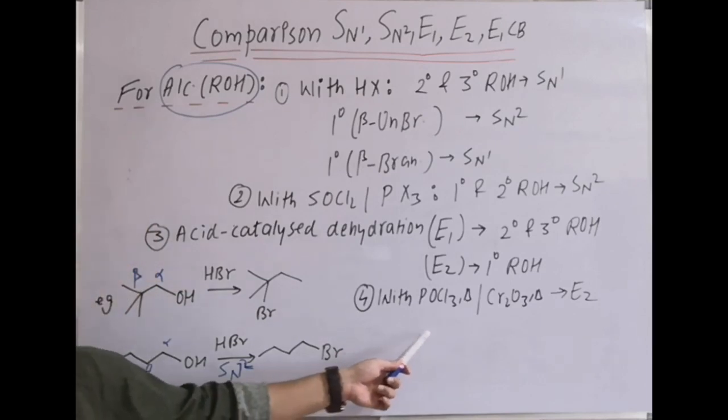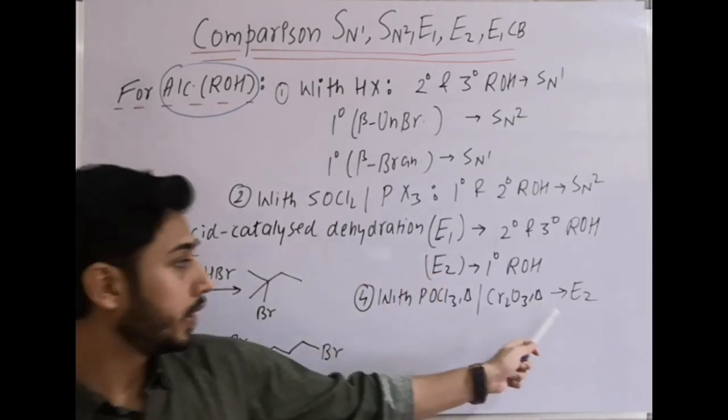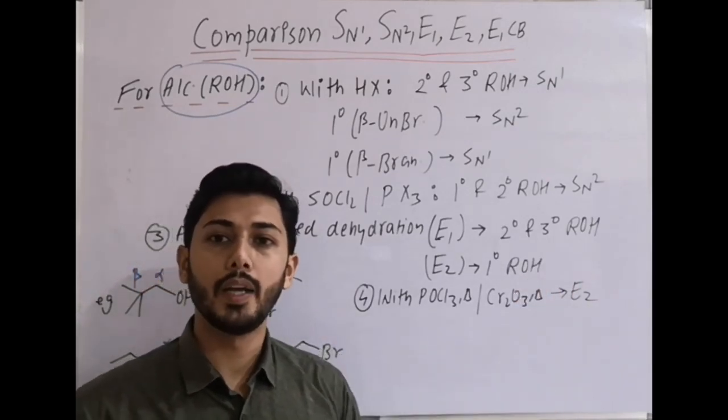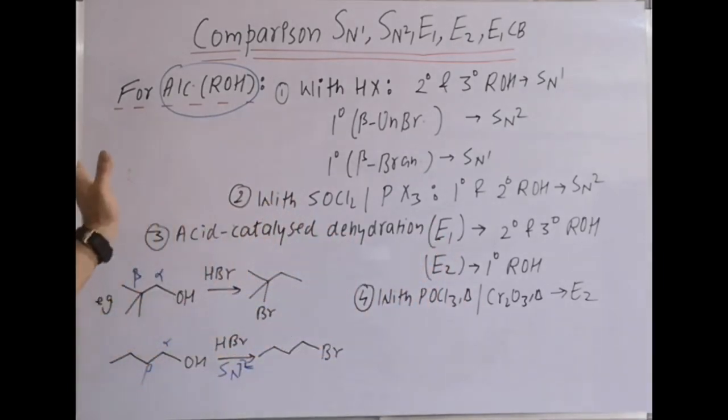Another piece of information: alcohol with POCl3 heat or Cr2O3 heat gives the E2 mechanism, or alkene is formed by an E2 reaction. So this is a quick review for alcohol: SN1, SN2, E1, E2.